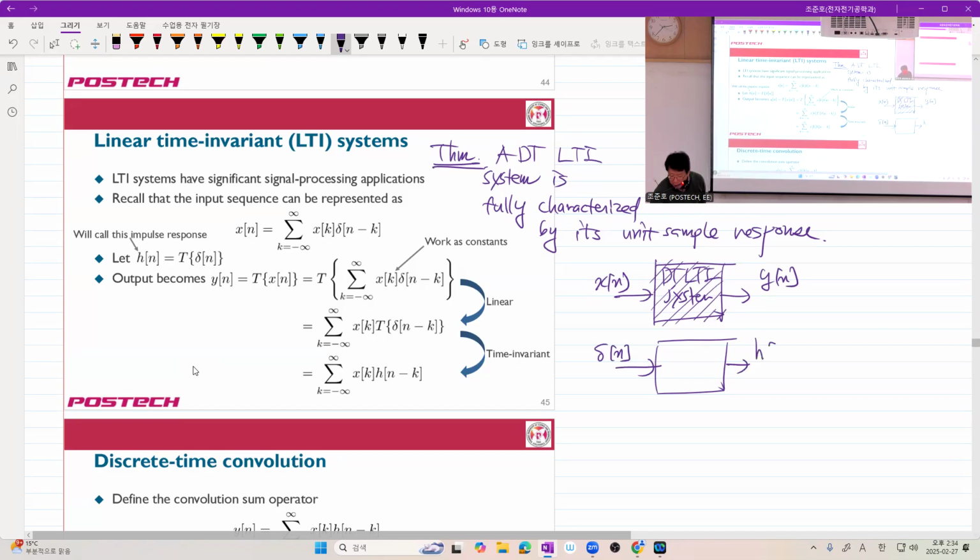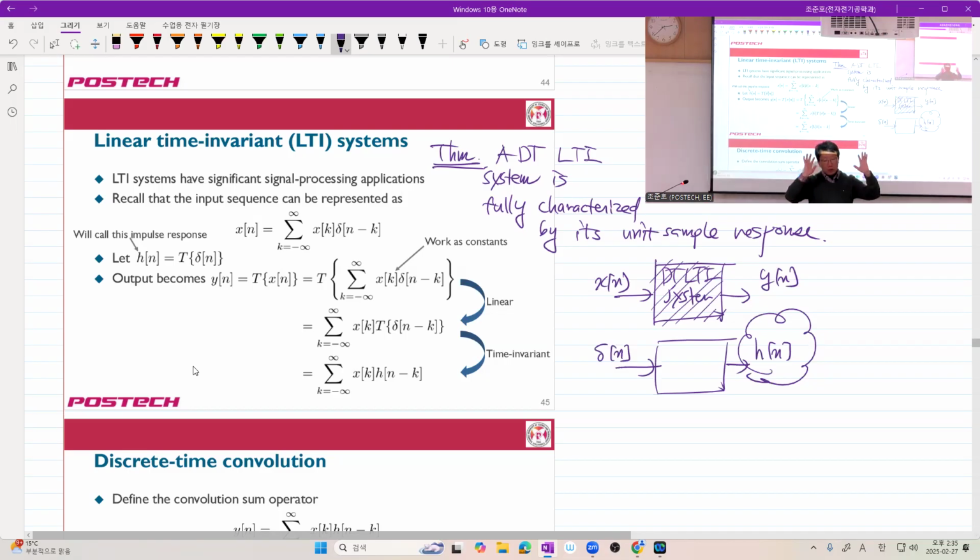Let's say h[n] is the response to the unit sample of this DT LTI system. And then, amazingly, this discrete time system is fully characterized, which means that it completely describes the input-output relation of this DT LTI system. It's very, very amazing. Okay? So this enables a new idea.